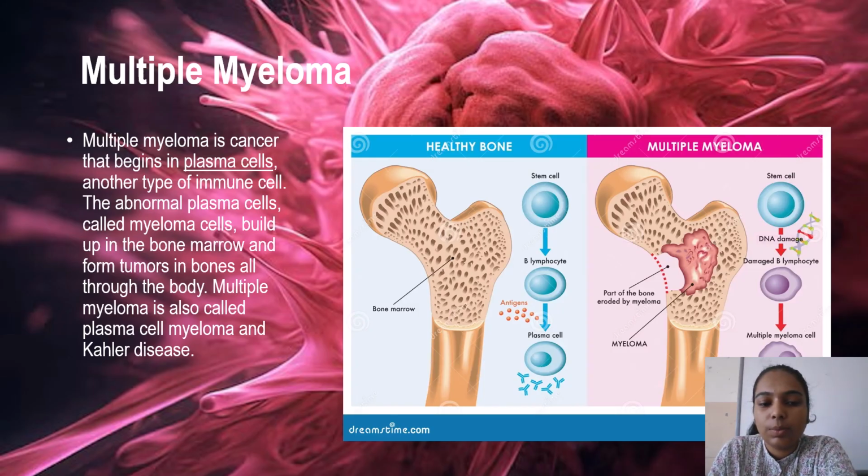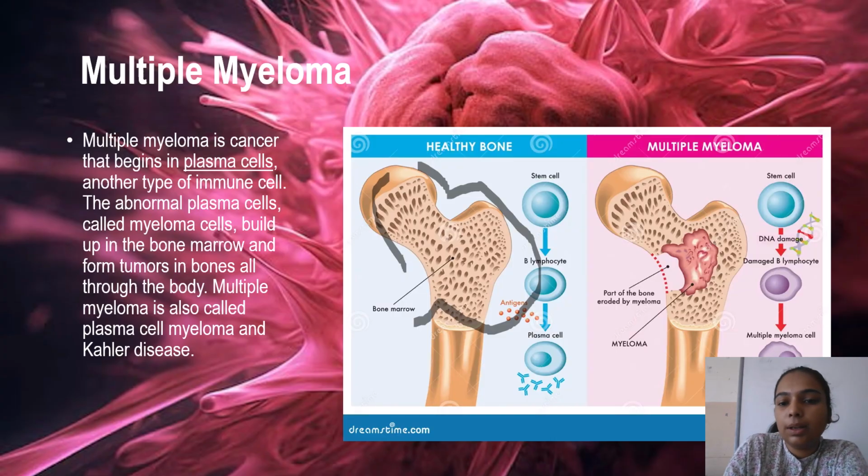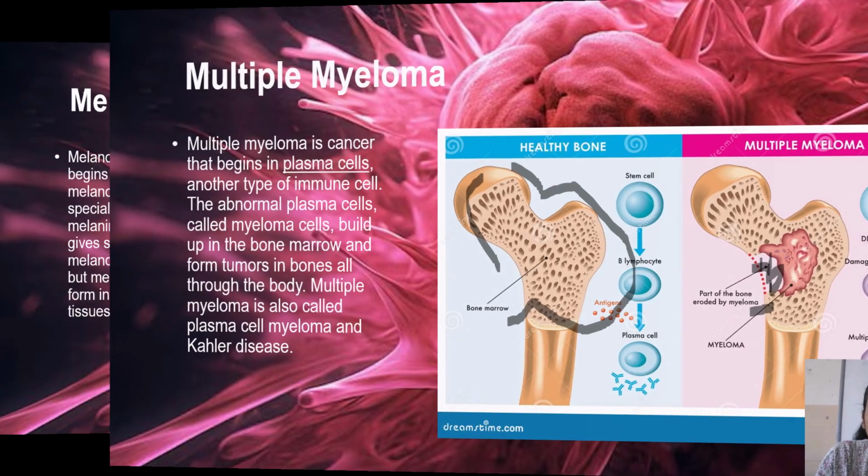In the picture you can see a healthy bone, where there's a normal stem cell, we have B lymphocyte, we have plasma cell, and then we have antibodies present. But in the case of multiple myeloma, we can see that part of the bone gets eroded by myeloma here. This part of the bone has been eroded by the myeloma, and this could result in DNA damaged B lymphocytes, and result in a multiple myeloma cell.